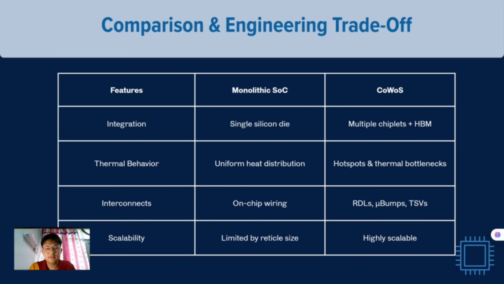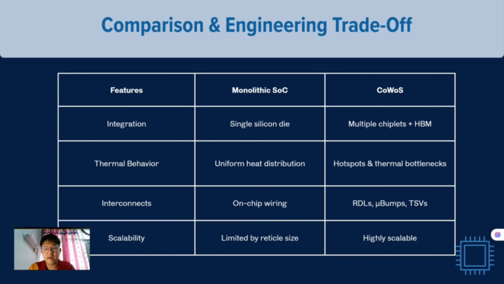My name is Chan Chung Kang. Now I'm going to talk about the comparison between the monolithic system on chip and the CoWoS architecture. In the monolithic system on chip, all functions are integrated on a single silicon die. And in CoWoS, multiple chiplets and HBM are integrated on an interposer, which enables heterogeneous integration.